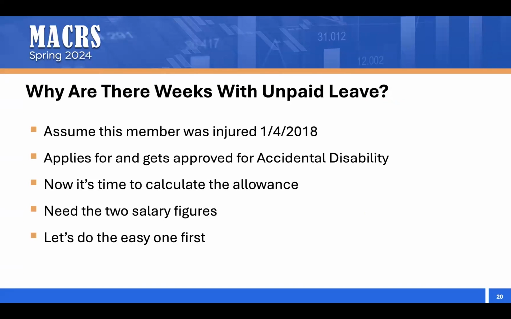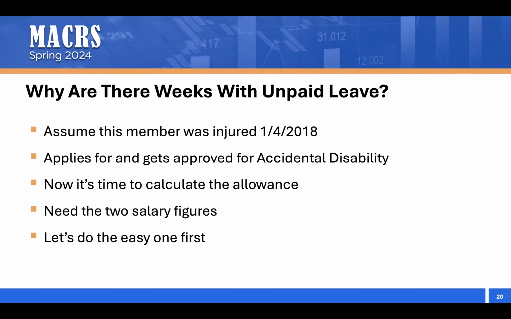All right, so now let's pretend that the reason there's all these weeks with no pay is because the person got injured. They were injured January 4th, so after that check on the 3rd. And they're going to apply for accidental disability, and eventually it will be approved. So we have to figure out how to calculate the accidental disability allowance. So John is going to go through the allowance steps. I'm going to do the salary part. He's going to take my salary and run with it.